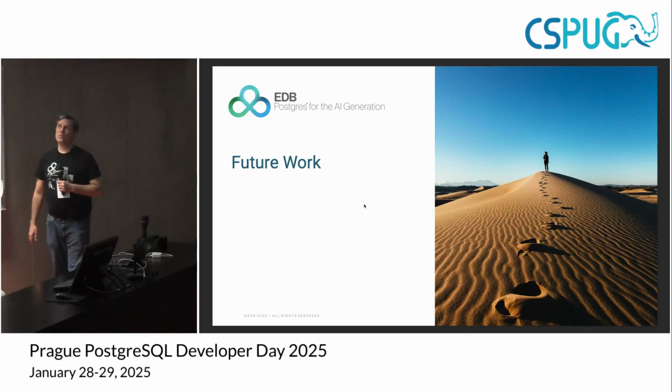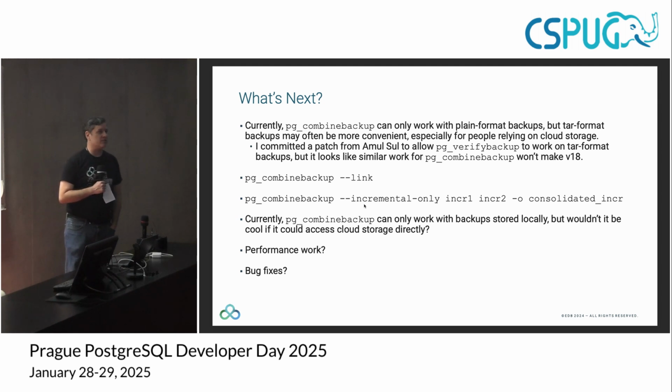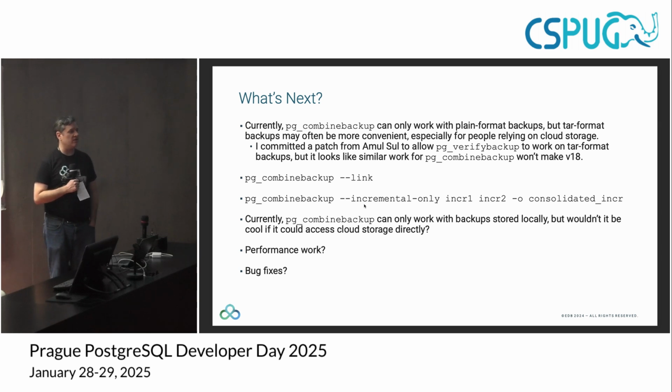So where do we go from here? There are a number of things that we could add to this that would make it better. Right now, pg_combinebackup can only work on plain format backups, which means if you have a tar format backup, you're going to have to untar it yourself and then run pg_combinebackup on the extracted directory, which is going to take more time and more storage space.